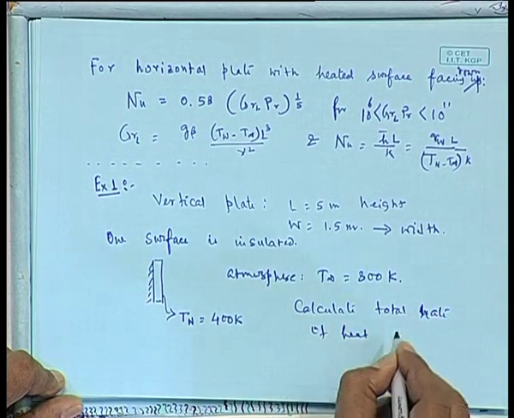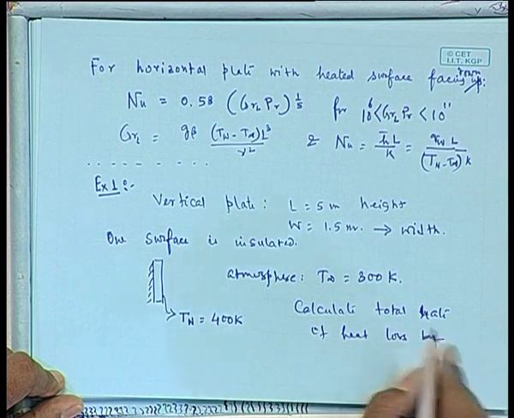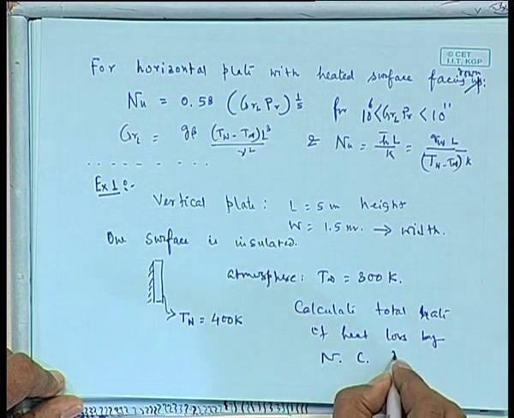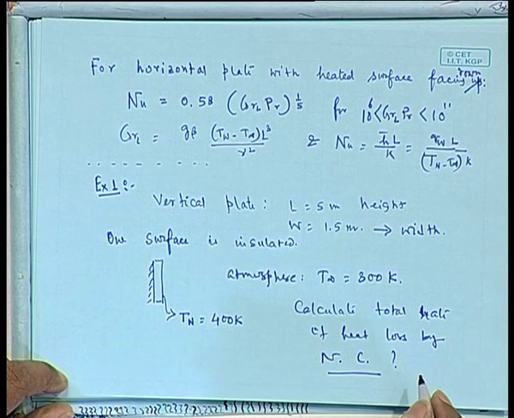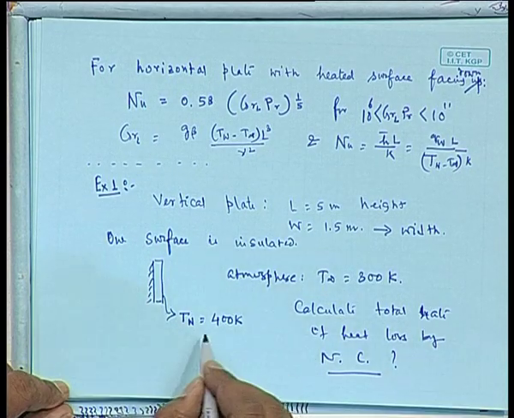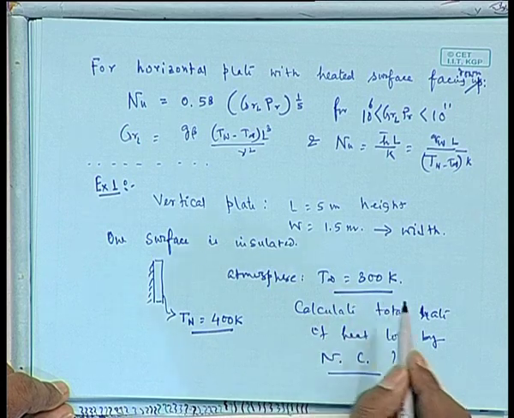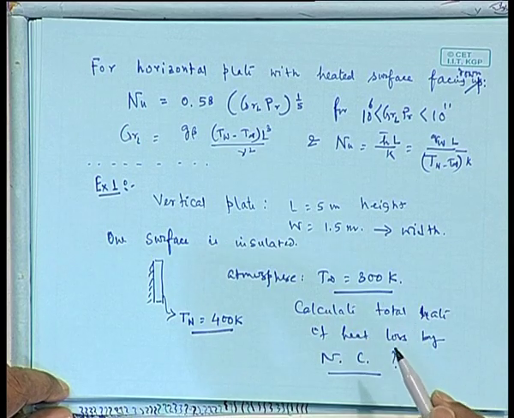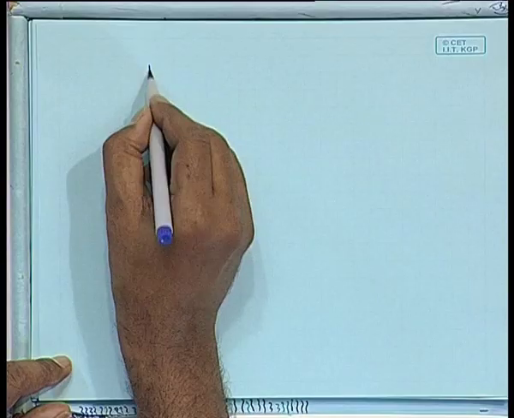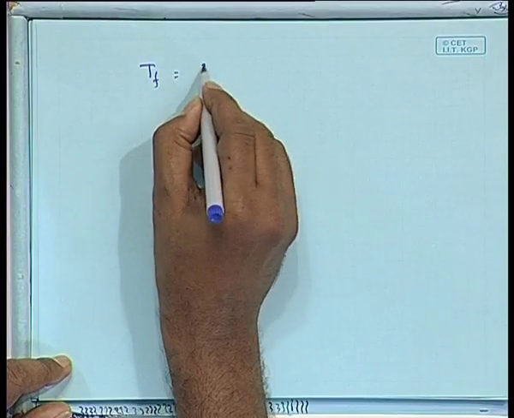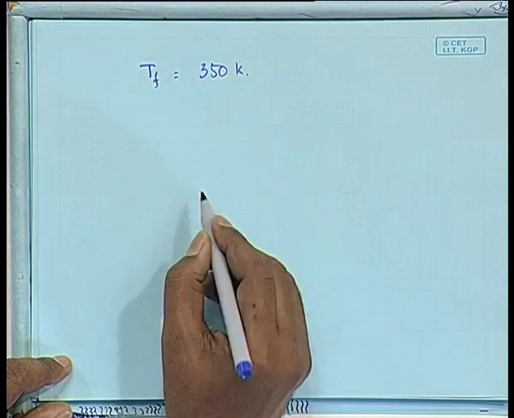Rate of heat loss by natural convection, that we have to calculate. Since the wall temperature is known and the surrounding temperature is known, you can evaluate the film temperature, evaluate all the properties at the film temperature, use the proper correlation, and calculate the heat transfer coefficient. Film temperature is the average of these two temperatures, that is around 350 Kelvin.